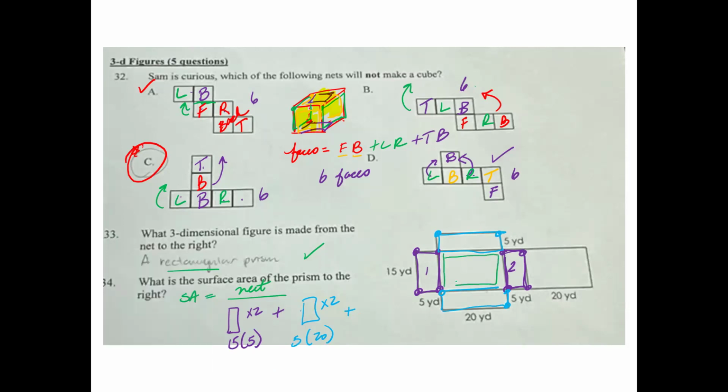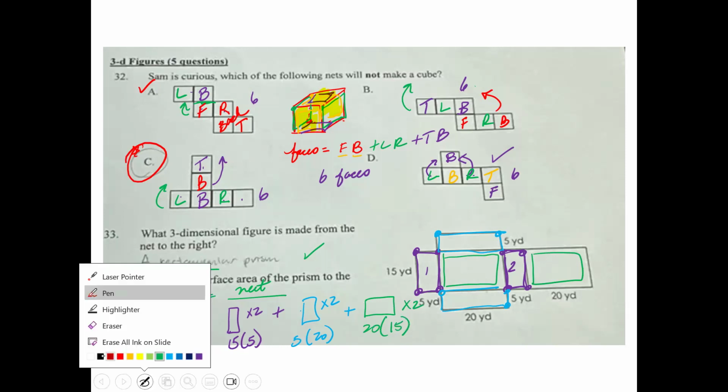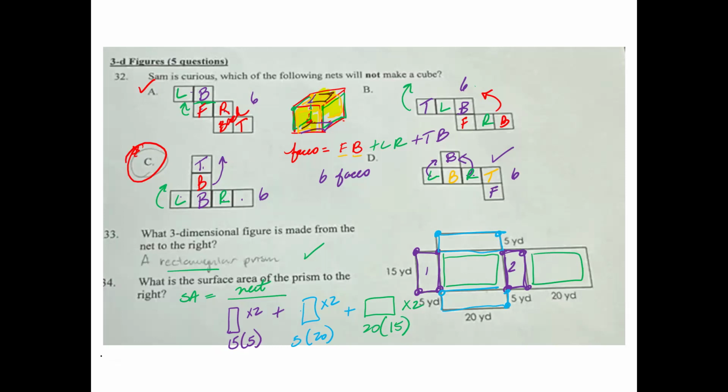And then you have this green triangle or rectangle, right? 20 and 15. 20 times 15. Okay, let's go ahead and do that. So 15 times 5 is? But I think it's calculator for them. That's fine. 75. That's great. Now add everything together.